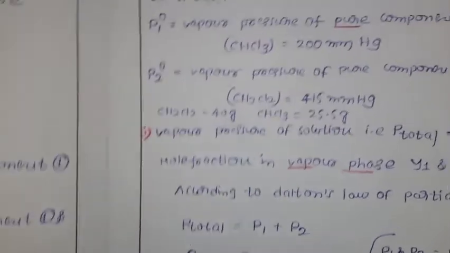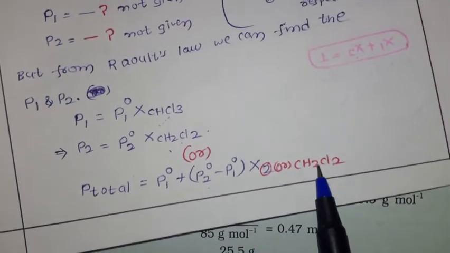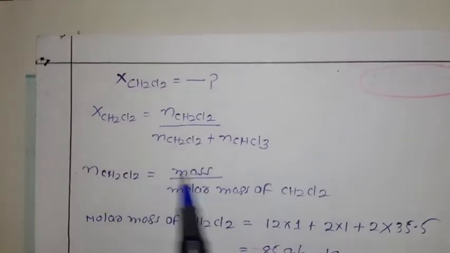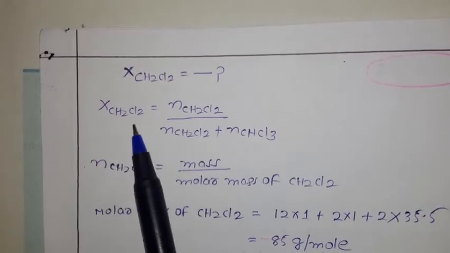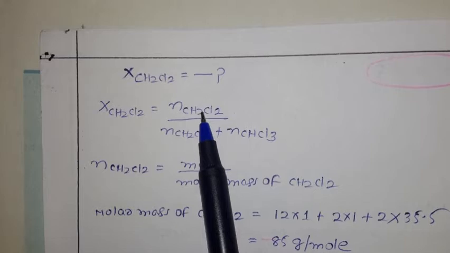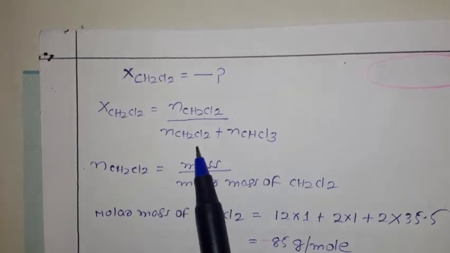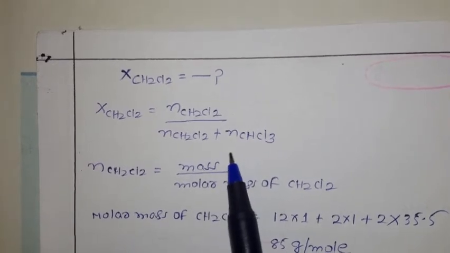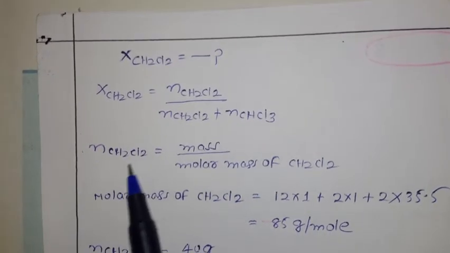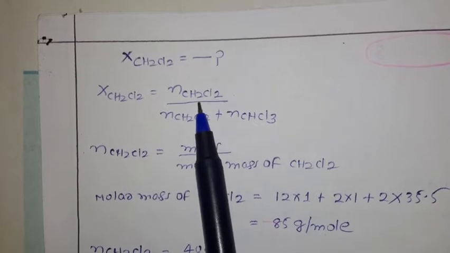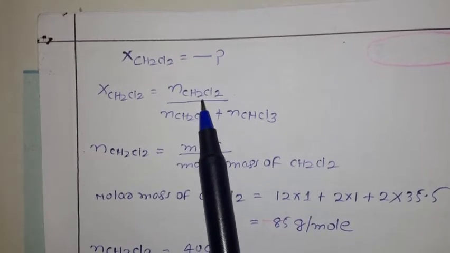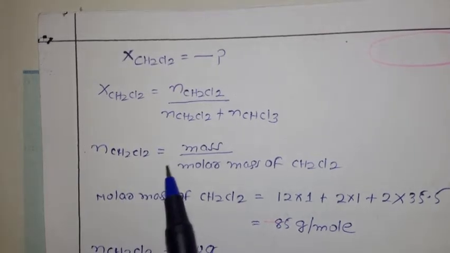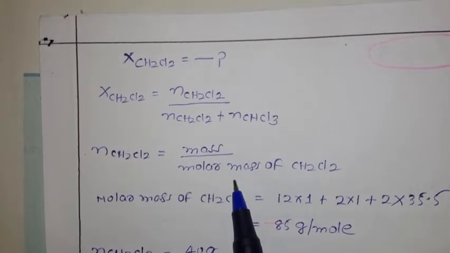Okay. Now I am going to focus on the mole fraction of dichloromethane. How are you going to calculate it? Dichloromethane mole fraction equals the number of moles of dichloromethane divided by the number of moles of dichloromethane plus the number of moles of chloroform. Here we have only two components. So first you have to calculate the number of moles of dichloromethane. They didn't give it directly, they gave the mass. Once the mass is given, we can calculate the number of moles: mass divided by molar mass of dichloromethane.